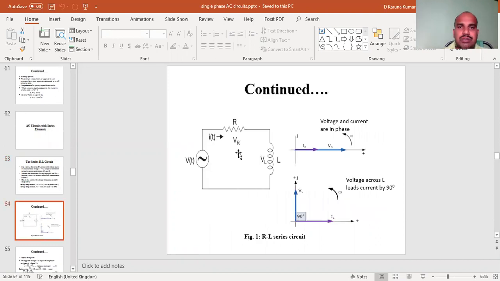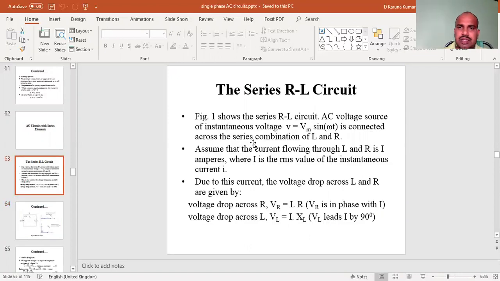Coming to the circuits, the series circuit consists of resistance R and inductance. The voltage across the resistance is VR. The voltage across the inductance is VL. The source voltage is applied across both the resistance and the inductance. The AC voltage source V of t equal to Vm sin omega t is connected across the series combination of resistance and inductance.